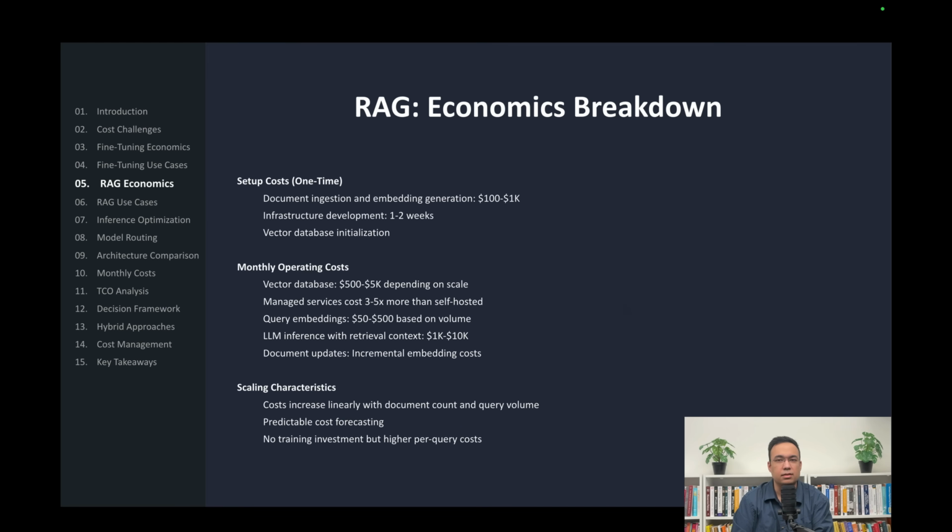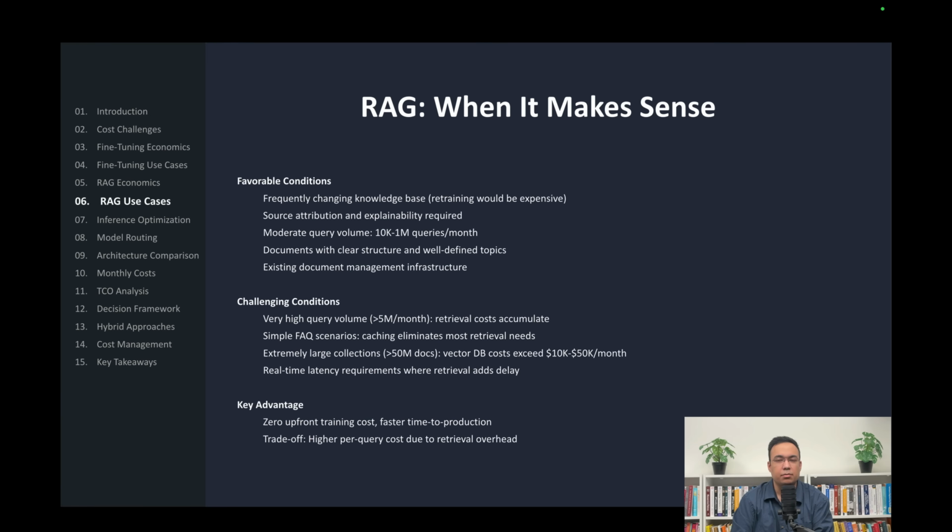So when does a RAG system actually make economic sense? The scenarios when it makes sense depend on your workload characteristics. For favorable conditions, the first is a frequently changing knowledge base where retraining would be very expensive. If your documents are updated daily or weekly, retraining a fine-tuned model every time would be very expensive. RAG just requires re-embedding the changed documents, which is much cheaper.